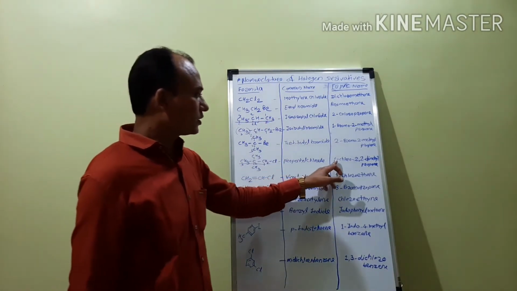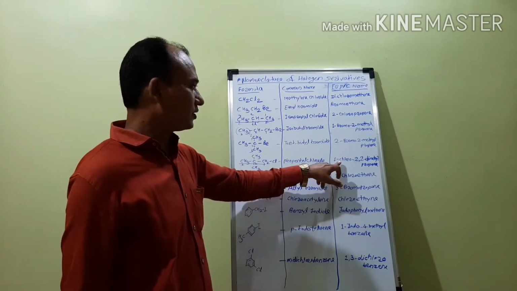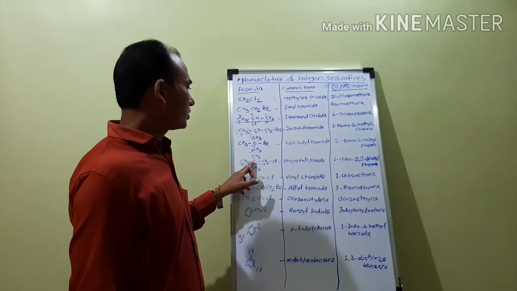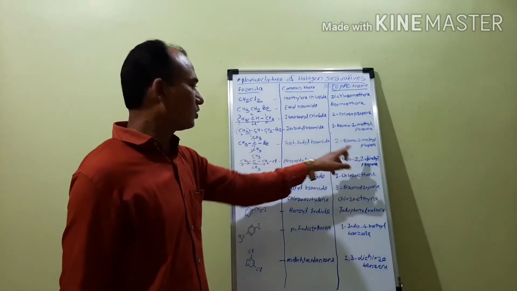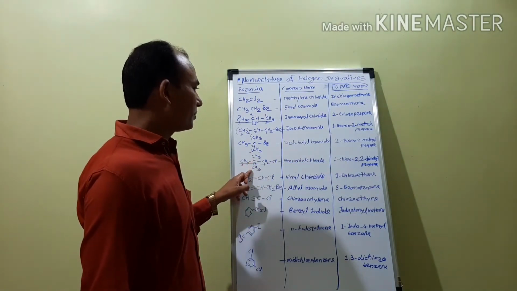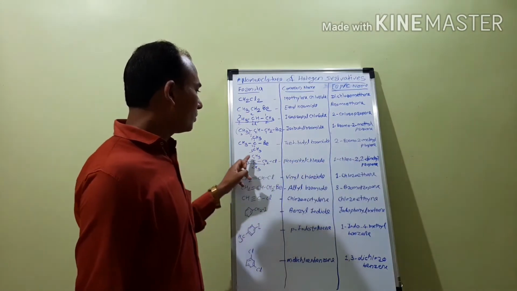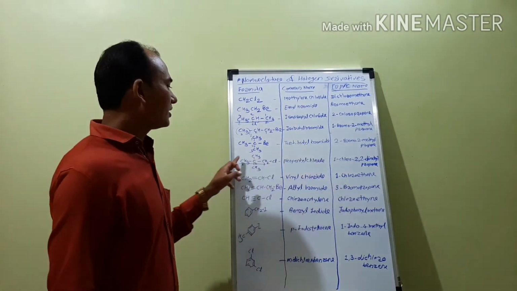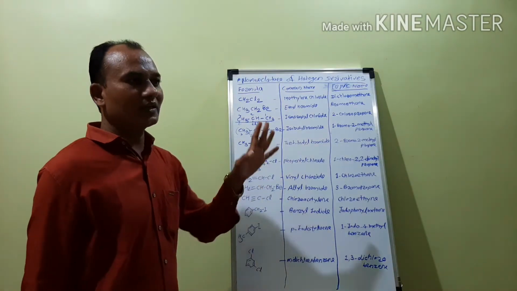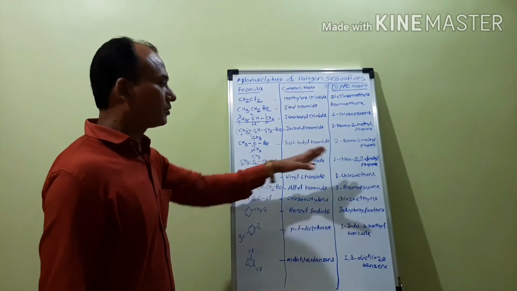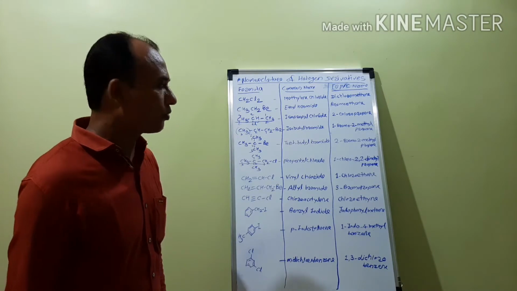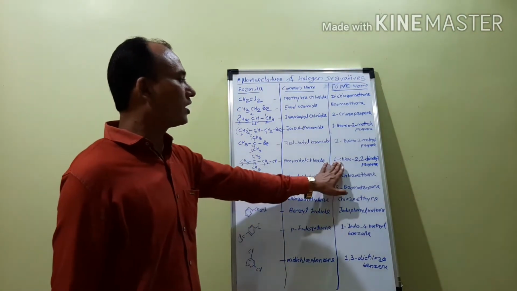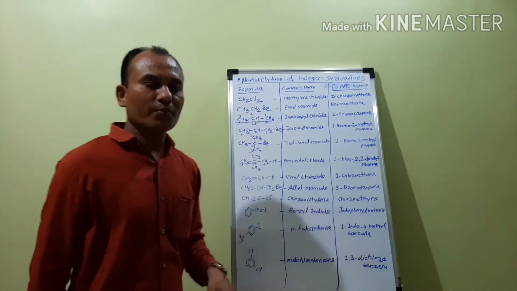So the first 1 represents the position of the chlorine atom, and these 2s represent the positions of the methyl groups. The first 2 is the position of one methyl group, this second 2 is the position of the second methyl group, and there are 2 same groups, and therefore we write dimethyl. The longest continuous carbon chain contains 3 carbon atoms, so the parent alkane becomes propane. So the IUPAC name of this compound becomes 1-chloro-2,2-dimethylpropane.